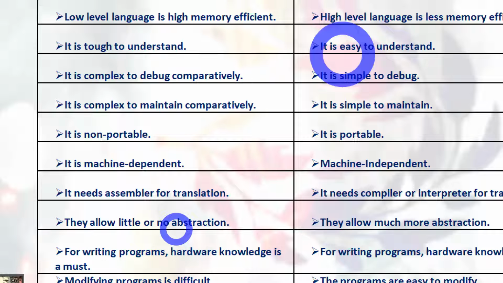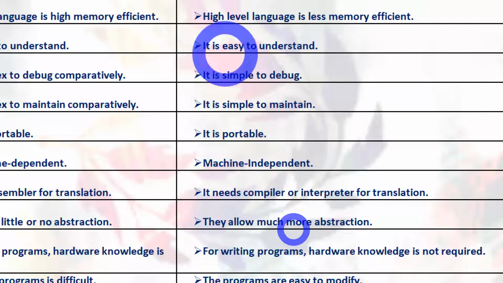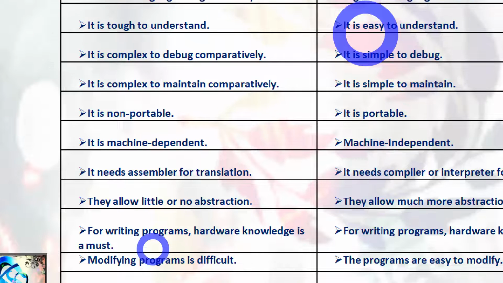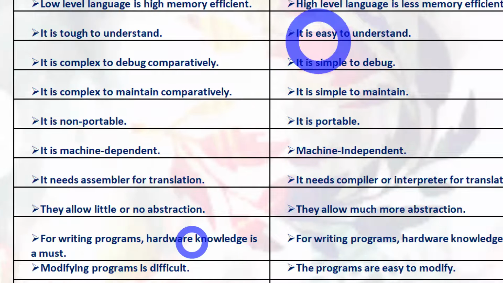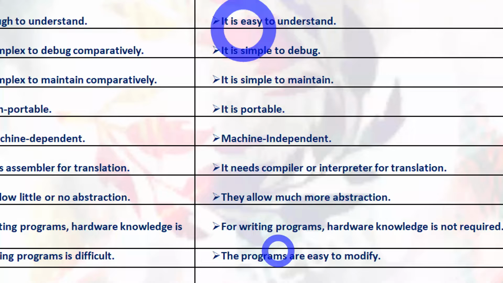Low level language allows little or no abstraction. Sometimes in machine level language there is zero abstraction, but in assembly level language, some low level abstraction is there. But high level language allows more abstraction. Coming to low level language, for writing programs, hardware knowledge is a must. But for high level language, hardware knowledge is not required.